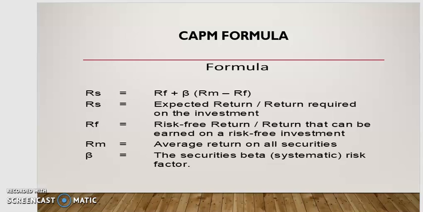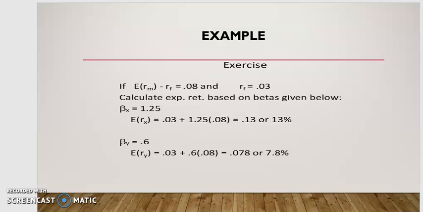Hence, to calculate the required rate of return of a security, let's take, for example, these financial metrics. Number one, we have an equity risk premium of 0.08, which is also equivalent to 8%, the risk-free rate of 3%, and the first beta we have is 1.25.